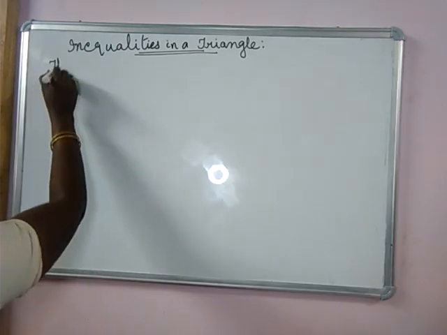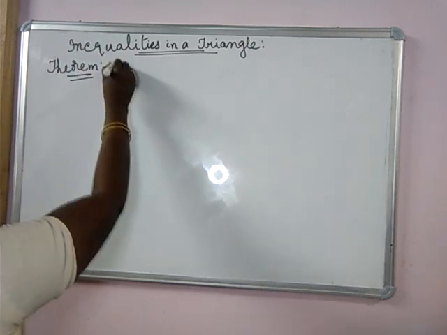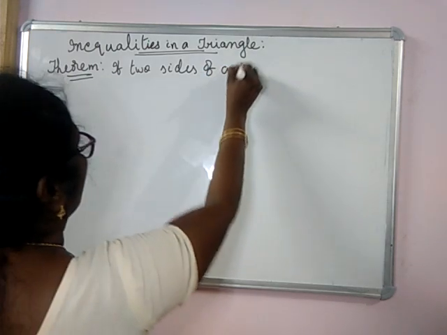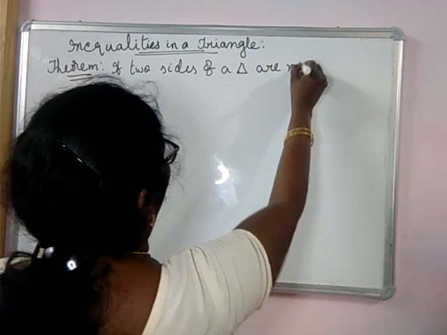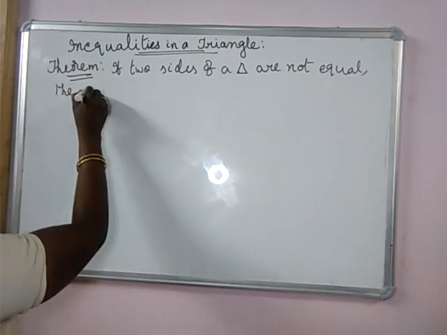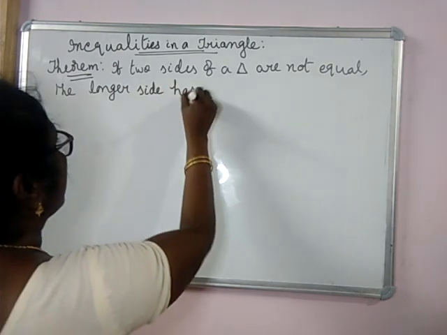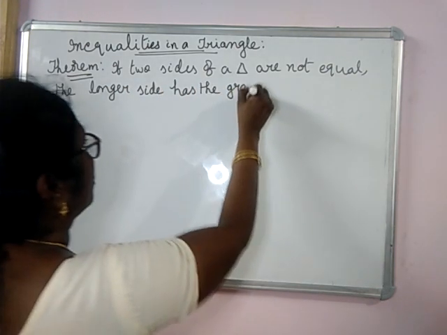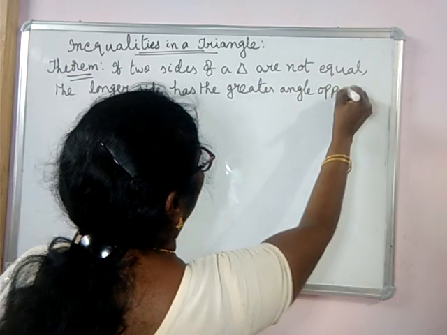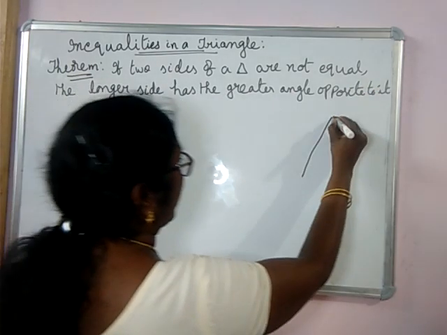Your first theorem is: if two sides of a triangle are not equal, the greater side or the longer side has the greater angle opposite to it. Let me explain you by drawing the figure.